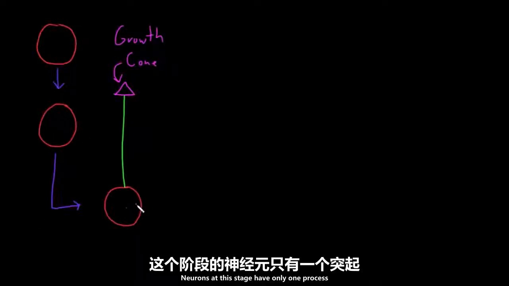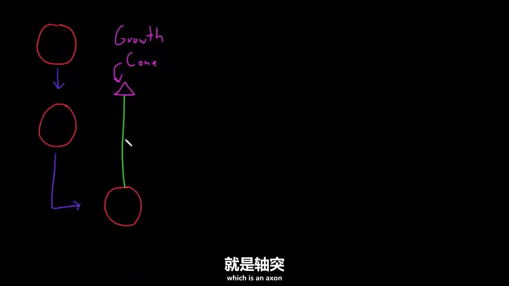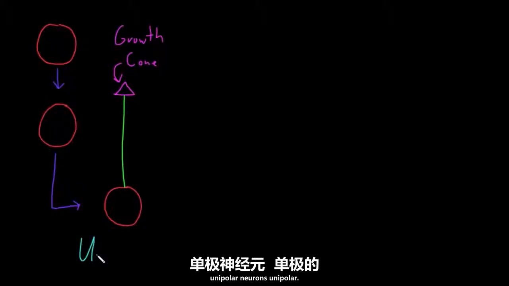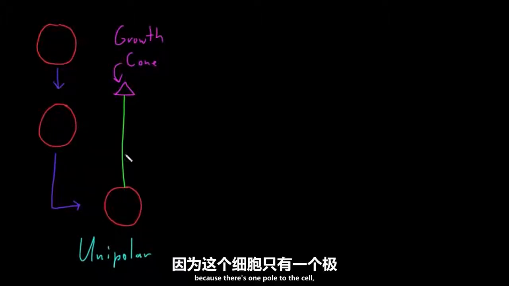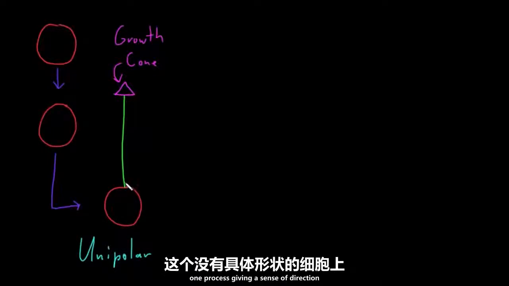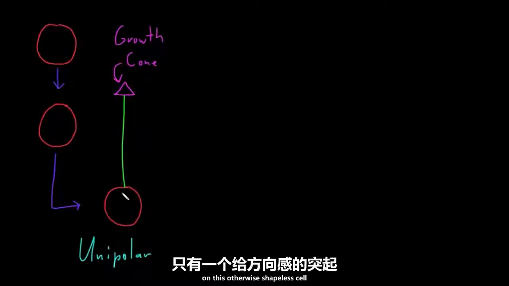Neurons at this stage have only one process, which is an axon, so they are now called unipolar neurons. Unipolar. That's the structural type of this neuron, because there's one pole to the cell, one process giving a sense of direction on this otherwise shapeless cell. Unipolar neurons are present in humans mainly during development.